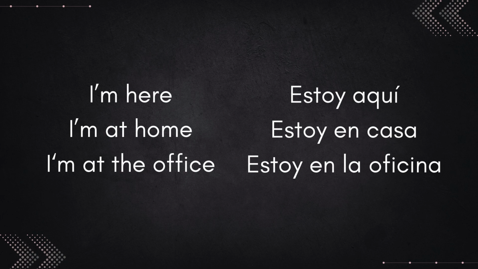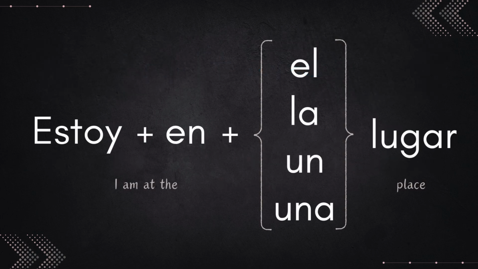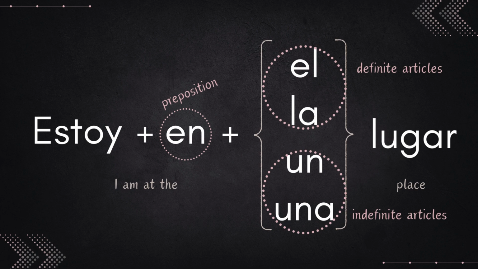Estoy en la oficina. Again, we are saying I am somewhere, but each phrase is slightly different. Estoy aquí. Estoy en casa. Estoy en la oficina. We are still using the estoy plus something pattern, but depending on the location, like in English, we may need to add a preposition and a definite or indefinite article.